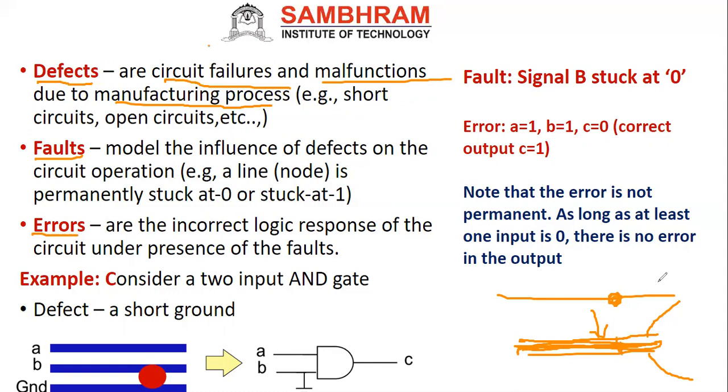So while doing the manufacturing, we can have a short circuit. Or I can say it in a simple way: on the manufacturer side we go for a PCB board. While doing the PCB board, from this one point to this other point, while they are doing the soldering, these should not touch. If they touch, it automatically becomes a short circuit. In the same way, some open circuits will also be there. That is nothing but defects. Defects are the circuit failures and malfunctioning due to the manufacturing process.